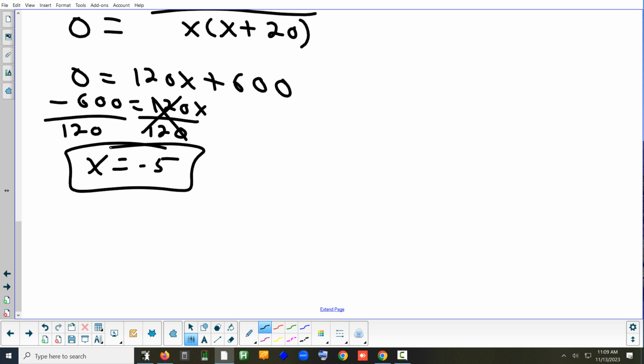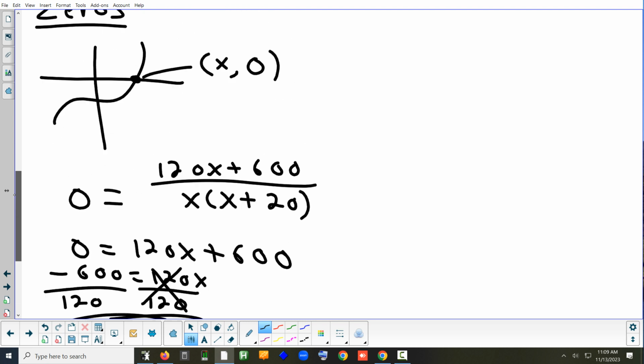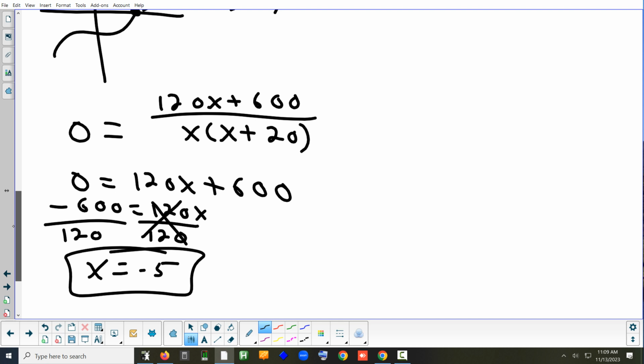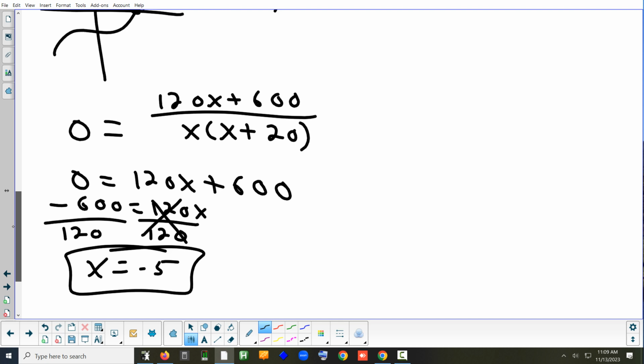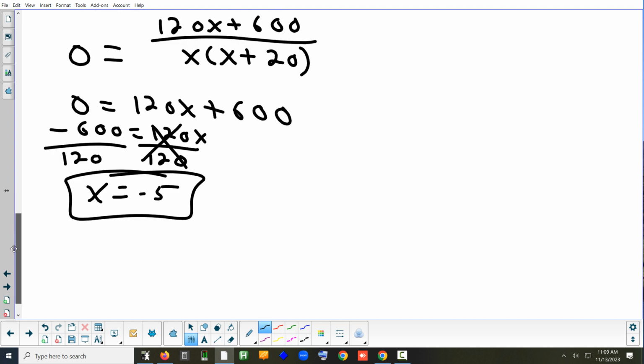Okay. Any question on finding the zeros? So when you write the 0, would you write x equals -5? You could write it as x equals -5, or you could write it as -5 comma 0. You could write it as a coordinate. Just depends on what they ask.